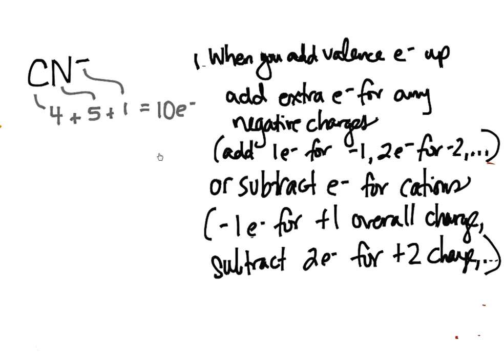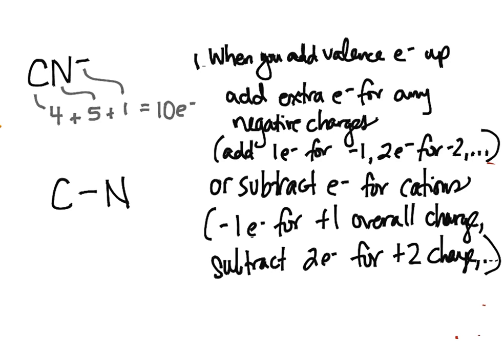If it is a cation, then you're going to subtract electrons. You're going to subtract an electron for each positive charge. So if you have a +2 overall charge, you're going to subtract 2 electrons from the total. So now we get 10 electrons total for cyanide.